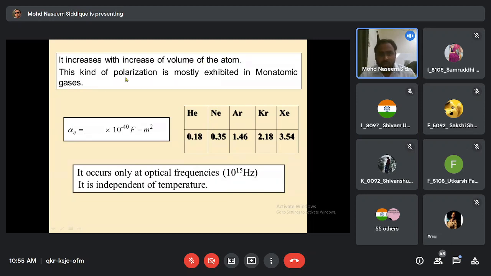This kind of polarization is mostly exhibited in monoatomic gases, especially inert gas atoms.